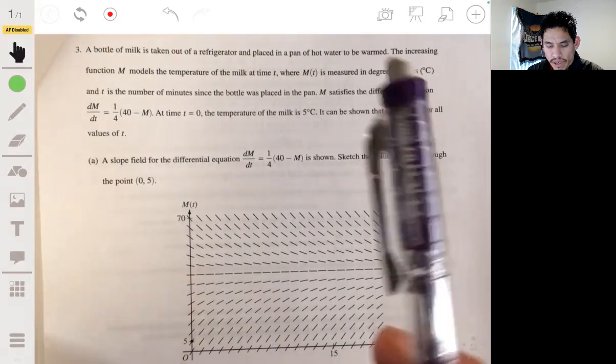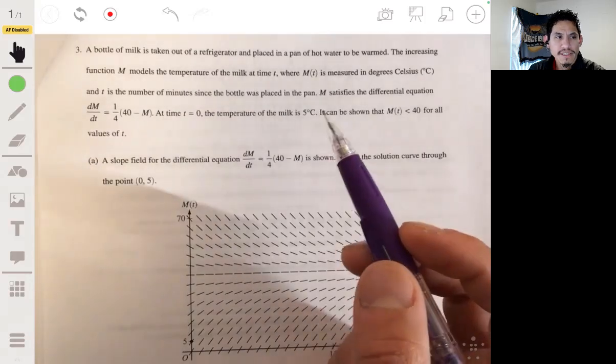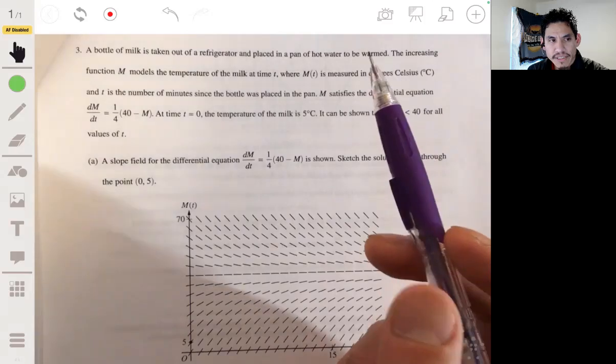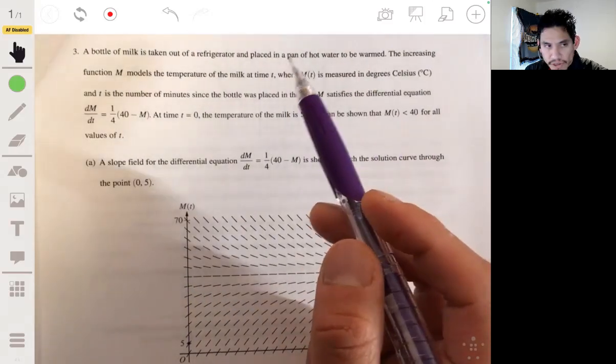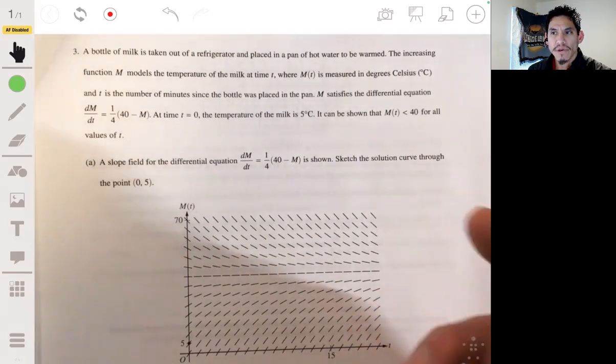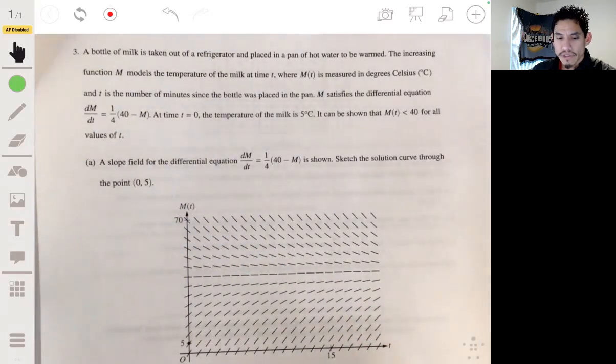Okay, so I'm going to go over problem 3 of the free response section of the 2023 AP Calculus AB and BC exam. And just so you know, they haven't released any of the official solutions, and they probably won't until like June or July.